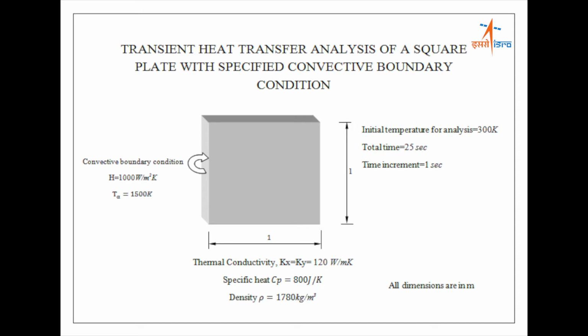Specific heat is 800 joule per Kelvin. Mass density is 1780 kg per meter cube. The initial temperature is 300 Kelvin. The total time for analysis is 25 seconds. The time increment for analysis is 1 second. The arbitrary parameter theta for the numerical method is taken as 0.67.